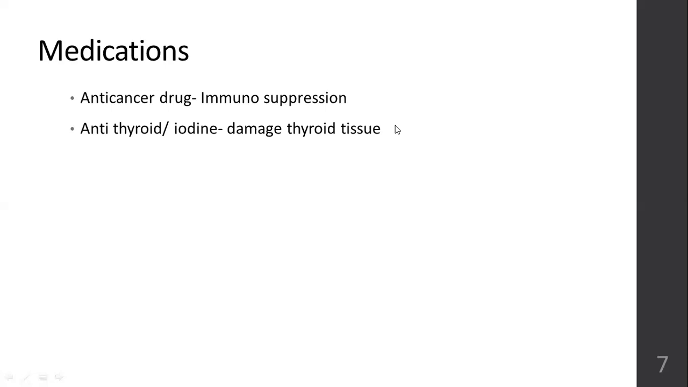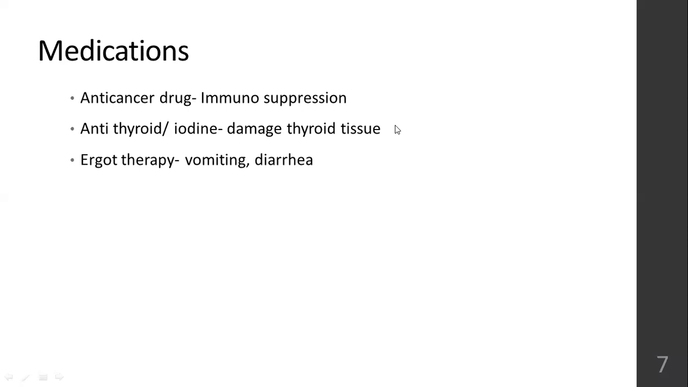Anti-thyroid or iodine medication. If the mother is suffering from hyperthyroidism and is taking anti-thyroid drugs, or is taking iodine supplements because of hypothyroidism, if the mother is taking any thyroid medications, that could cause damage to the thyroid tissue of the child as well, because iodine can travel through breast milk. If the iodine content in the mother's body increases, it will increase in breast milk as well, and the child will also have high iodine.